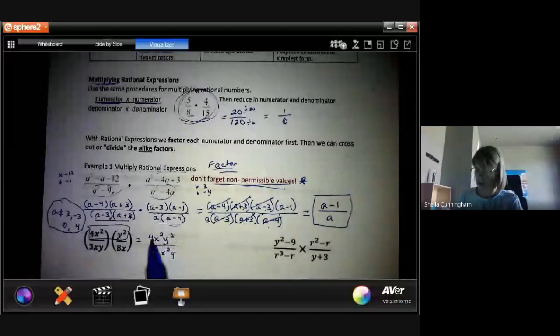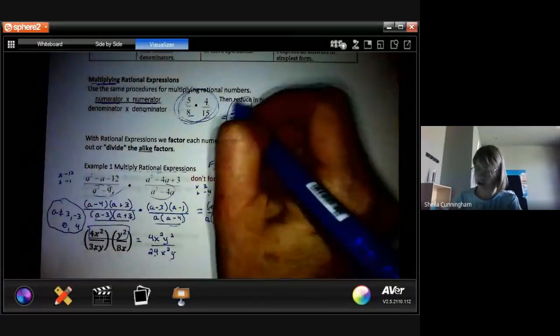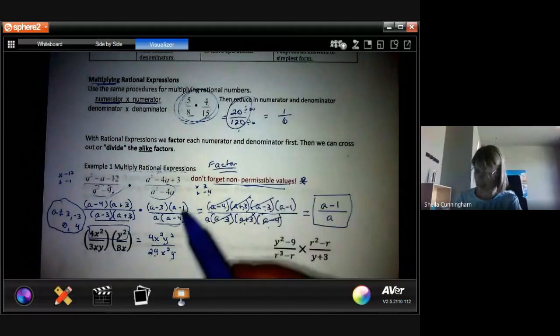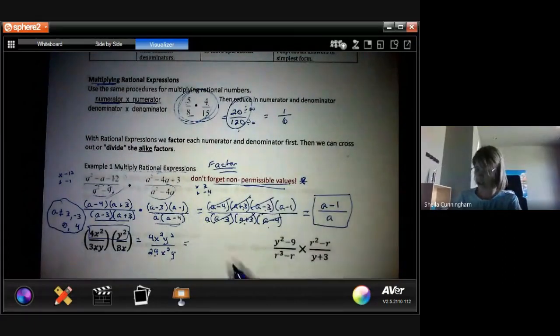So this 4x squared y squared over 24x squared y is looking like our 20 over 120, right? We've multiplied everything together. Now I just need to simplify, okay? Again, we're at the stage, like what we were doing in the last outcome.